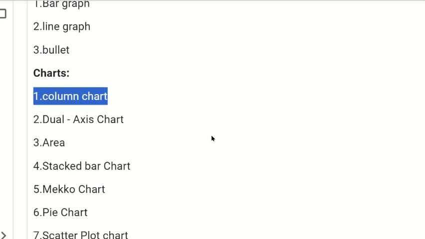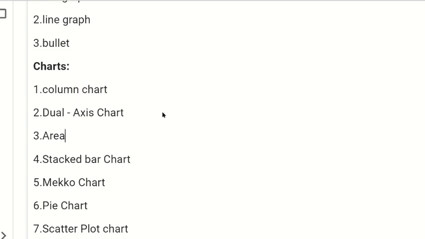What is a use case for the dual axis chart? Basically, consider years on the x-axis. On the y-axis, consider sales on one side and discount on the other side. Based on sales and based on discounts, we can plot. Okay, that is the dual axis chart, and after that, the area chart.